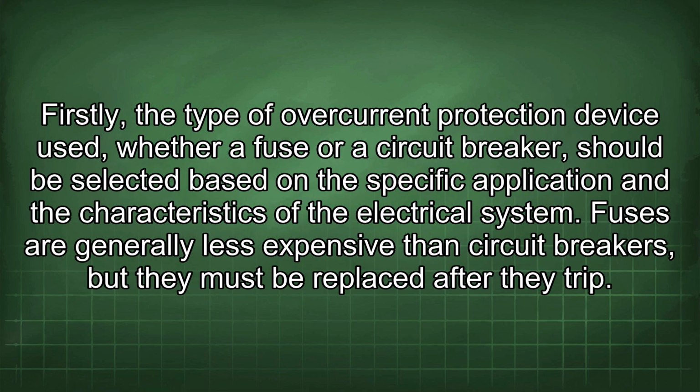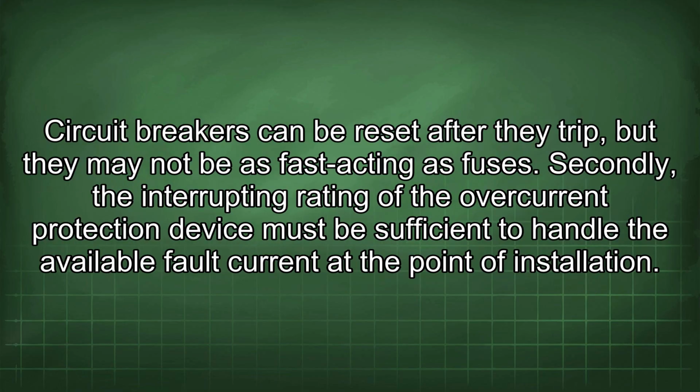Firstly, the type of overcurrent protection device used, whether a fuse or a circuit breaker, should be selected based on the specific application and the characteristics of the electrical system. Fuses are generally less expensive than circuit breakers, but they must be replaced after they trip. Circuit breakers can be reset after they trip, but they may not be as fast acting as fuses.